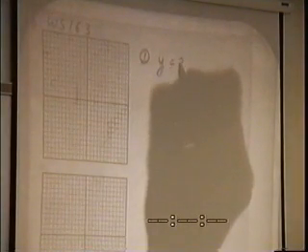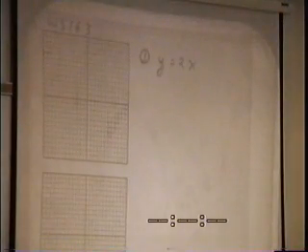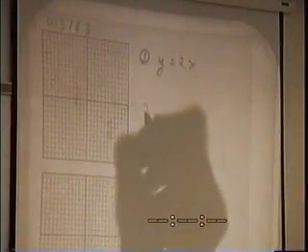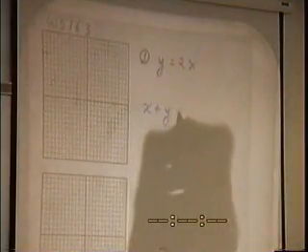Graphing y equals 2x, and x plus y equals 12. Yep, you've already done it.